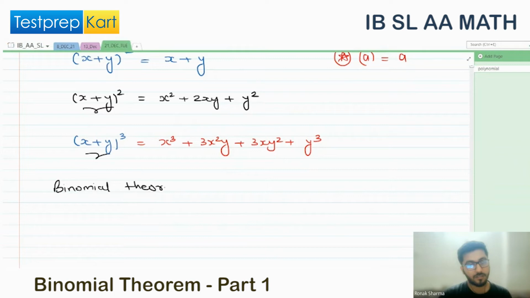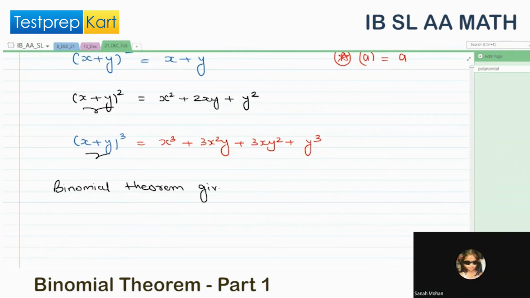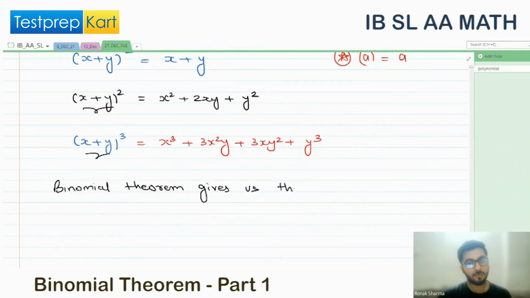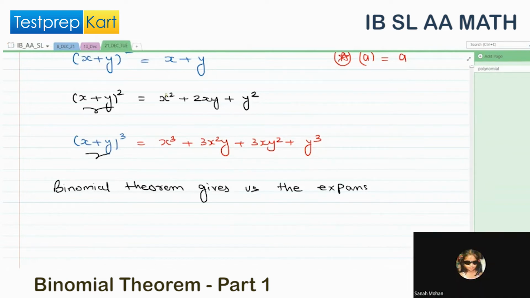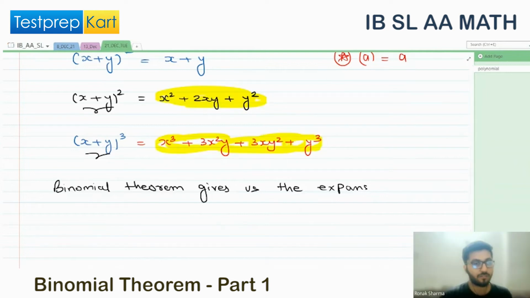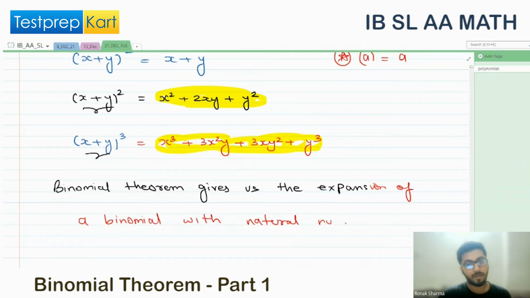So basically the binomial theorem gives us the expansion of a binomial with natural power. This is an expansion only, right? I hope you're clear with that term. Natural power means what? Natural number power. That power cannot be like root 2 or negative 5. Power should be a natural number: 1, 2, 3, 10, 15, 50.